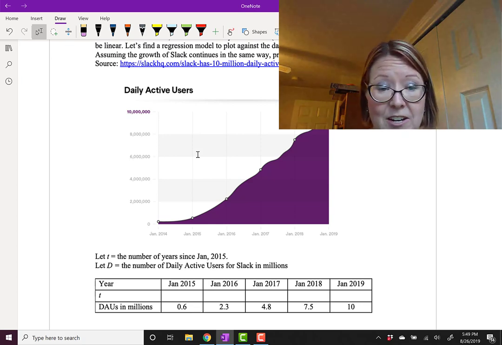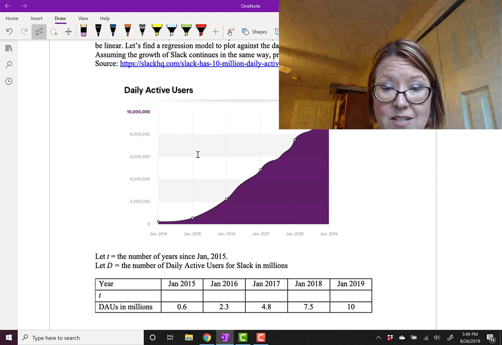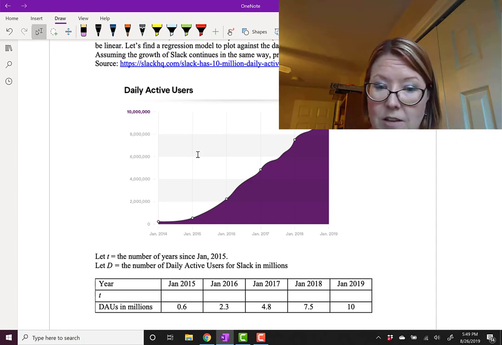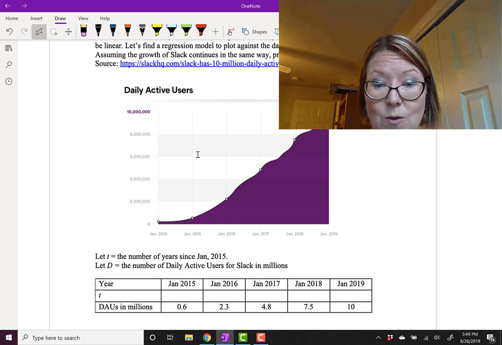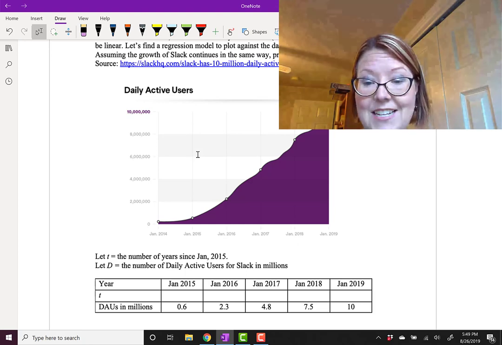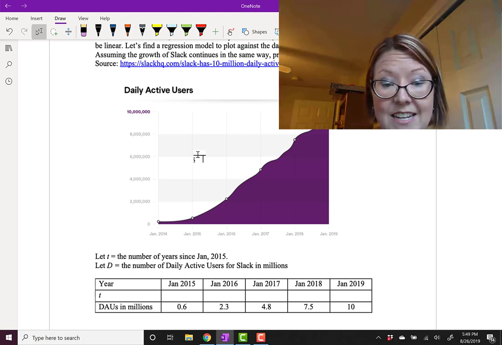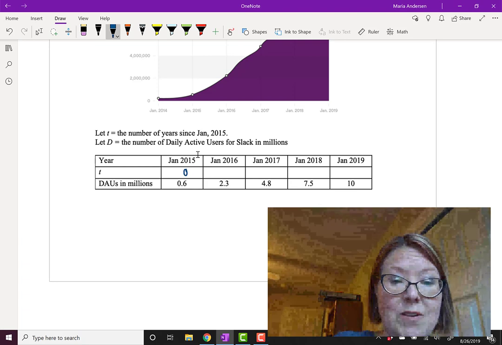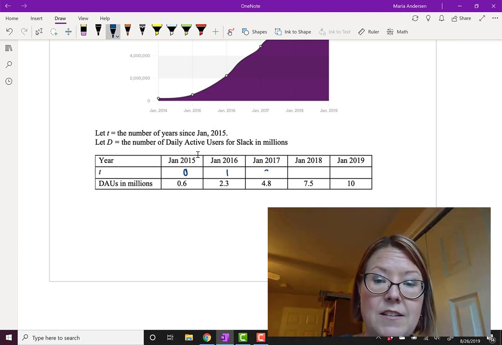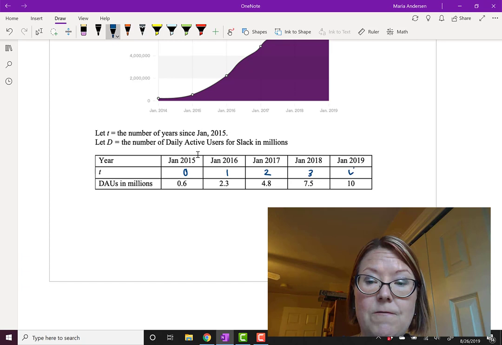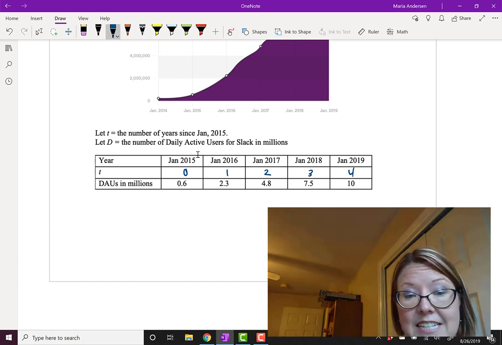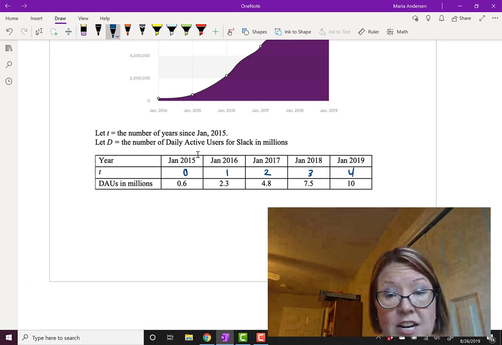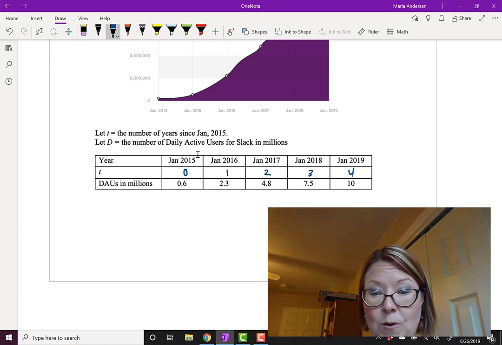The variables are declared for us. T is the number of years since January 2015. All of the data in the table is the January data, so January 2015, 2016, 2017, 2018, and 2019. We can re-index those with the given time. January of 2015 would be 0 years. January 2016 would be 1, then 2, then 3, then 4 for our T values. The estimated DAUs in millions start with January at 0.6, then 2.3, 4.8, 7.5, and 10.